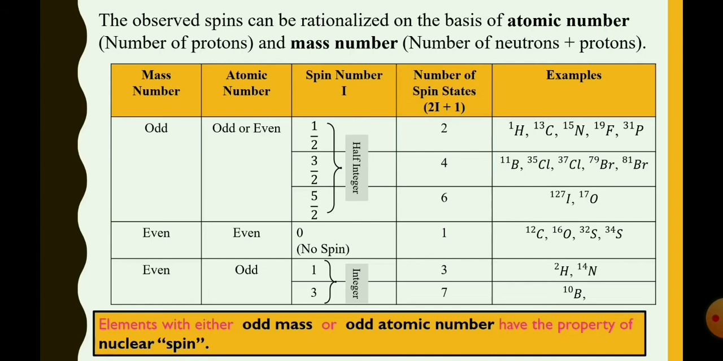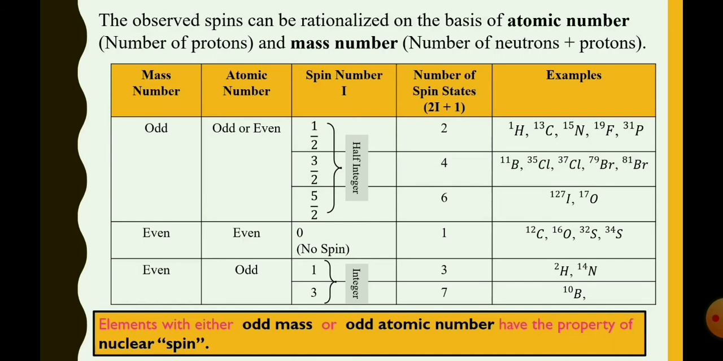Now let us take the second case when mass number is even and also the atomic number is even. In this case, the spin number comes out to be 0 when you calculate, which means there is no spin for such nuclei. And the number of spin states for such nuclei, calculated using the formula 2I plus 1, comes out to be 1 only. The examples that fall under this category are carbon, oxygen, sulfur in both mass number states 32 and 34.